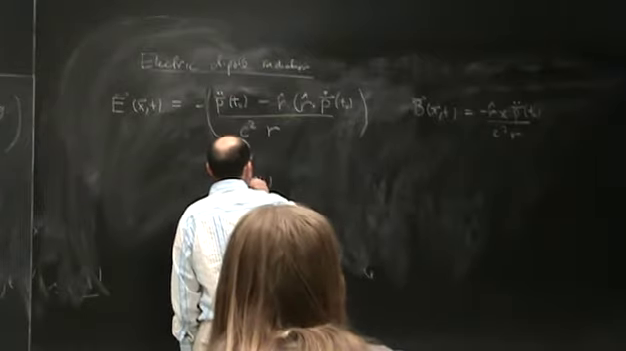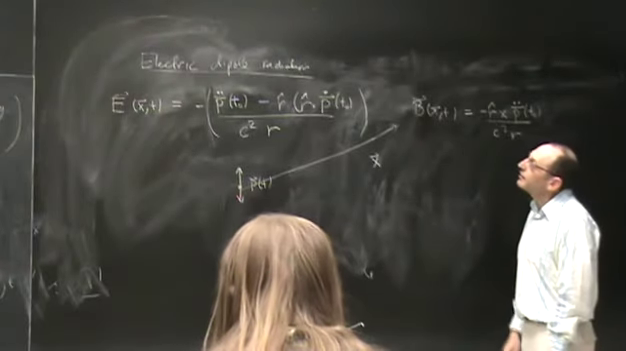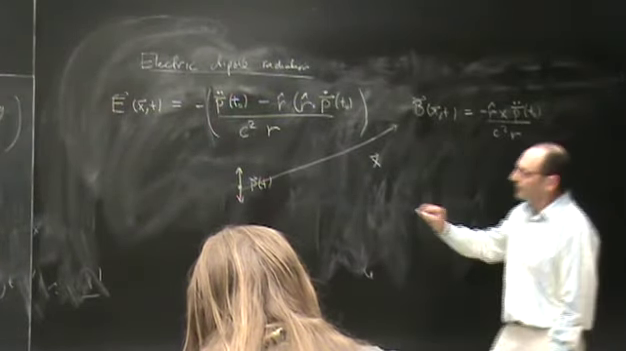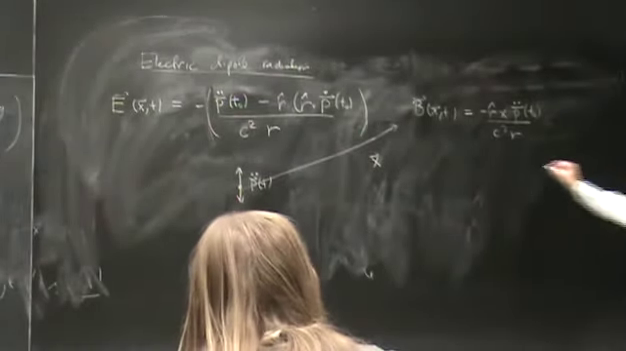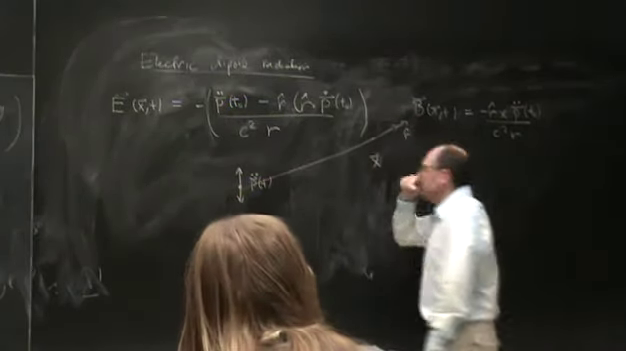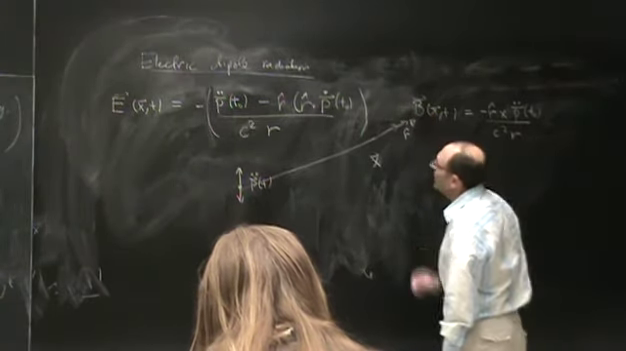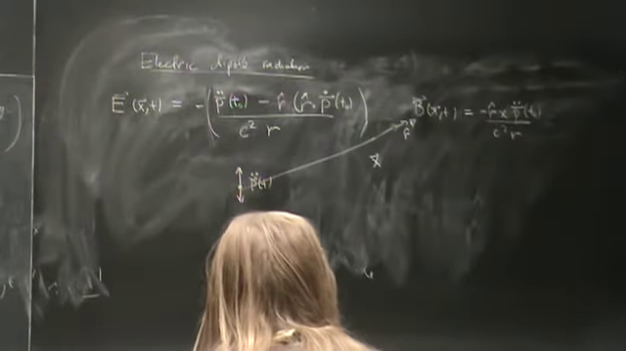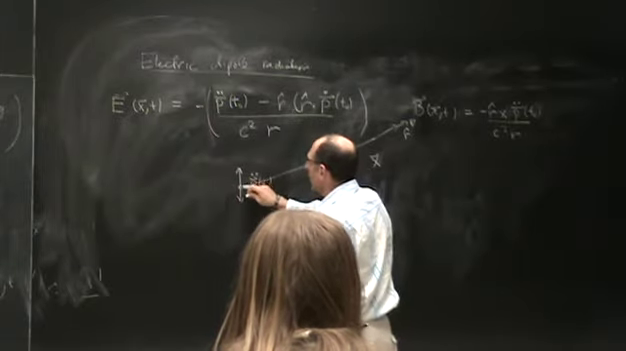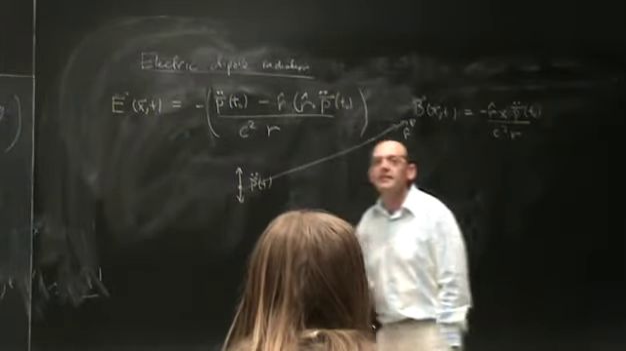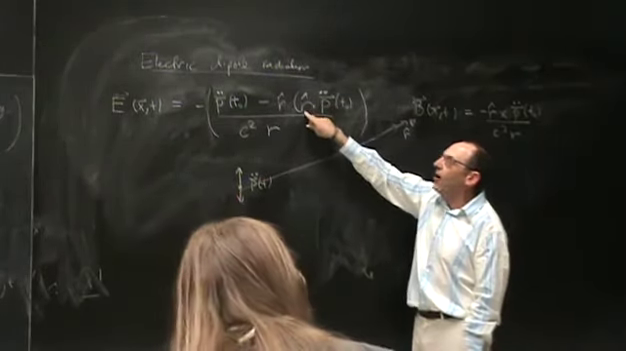Now, I'm at some distance from this dipole. The electric field I see, so this, let's say, is P double dot, is in that direction. Here is R hat. What direction is the electric field that I see from the electromagnetic radiation at that point? Well, what I have to do is subtract off the part of P double dot that's along R hat.